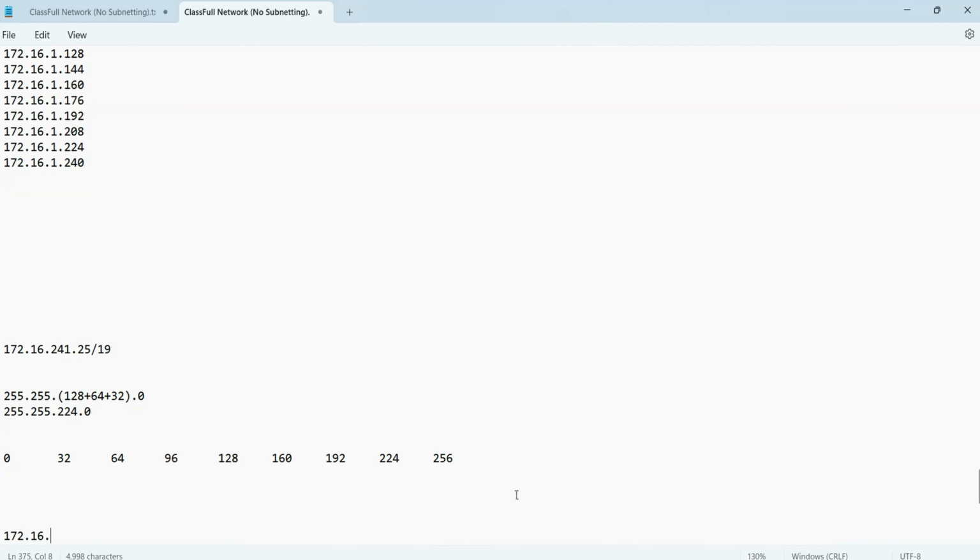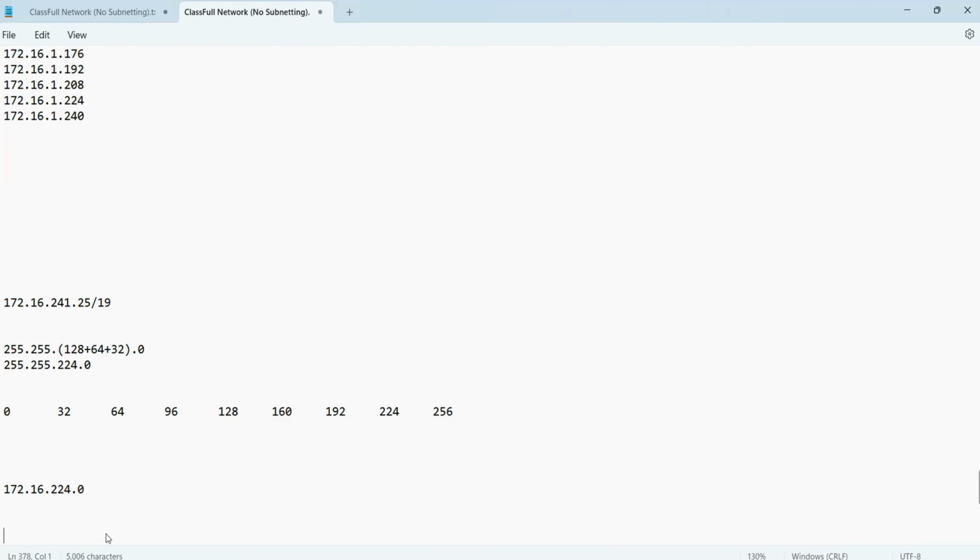172.16.224.0. So it falls in between 224 and 256, so 224 at zero. That's the network it belongs to. So 224.1 is the first host, 255.254 is the last host, and 255.255 is the broadcast.